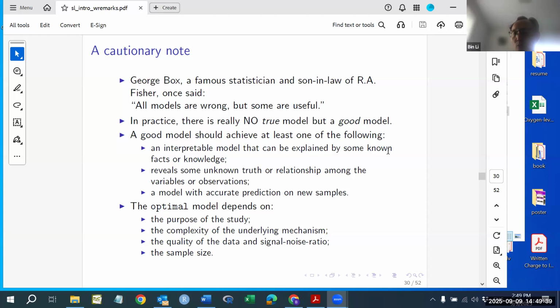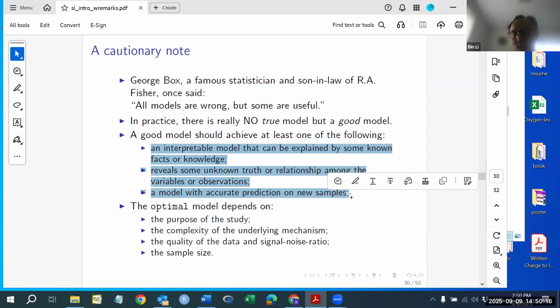So what is a good model? A good model should achieve at least one of the following. It can be a highly interpretable model that can be explained by known facts and knowledge. It reveals something unknown, such as relationships among the variables and observations. And third is a model that can accurately predict new data points. So the first one focuses on interpretability, the second on inference, and the third on prediction.